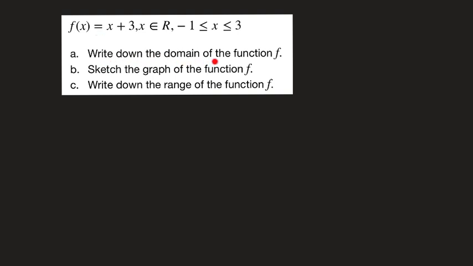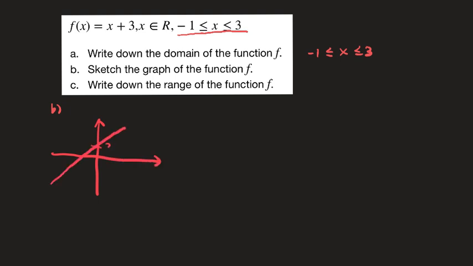Write down the domain of the function f. You can see that the domain is referring to this one. So the answer for this is -1 and this one. And the next question is sketch the graph of the function f. As we know, the graph for this one will be like this, where this is a 3 here. But you have to be careful. The question says your x must be -1 up to 3. So we have to calculate when x is -1, what is the value?